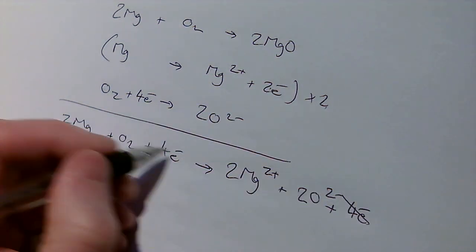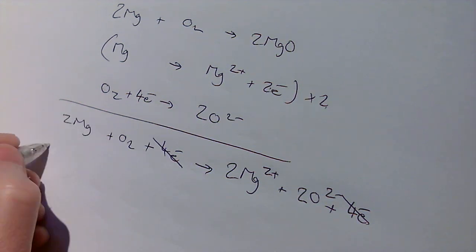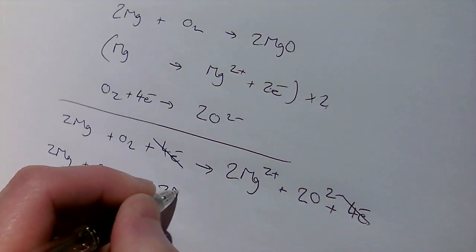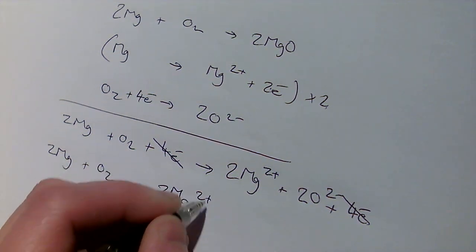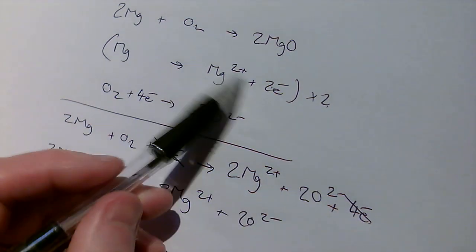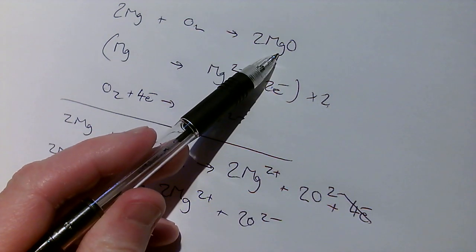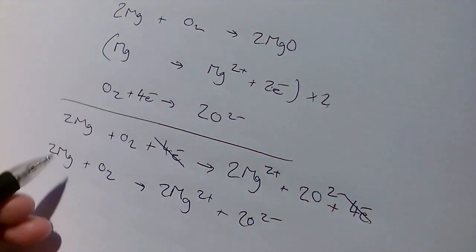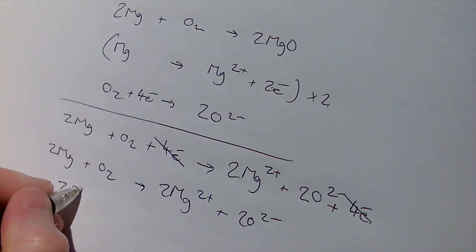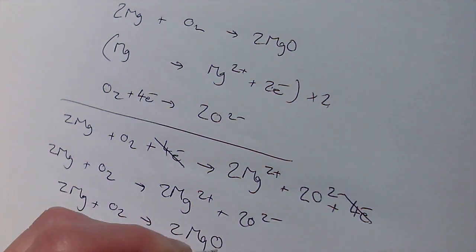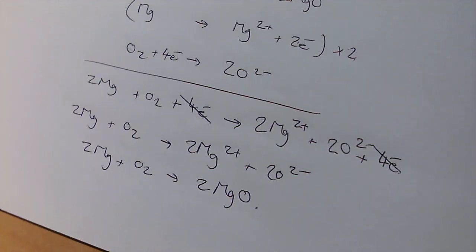That cancels. What am I left with? 2Mg plus O2 goes to 2Mg2+ and 2O2-. Okay, 2Mg2+ and 2O2-. So 2Mg plus O2 goes to 2MgO. There you go. Perfect.